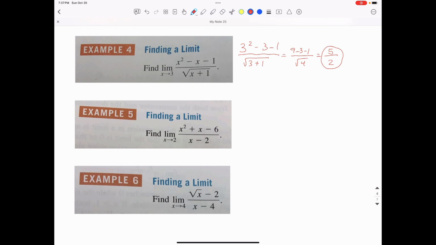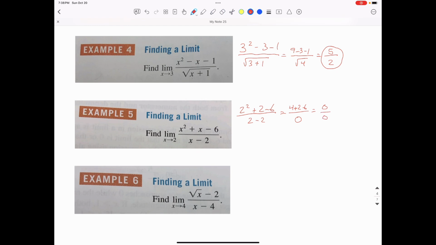Example 5, same thing. Find the limit of the function x squared plus x minus 6 over x minus 2 as x approaches 2. Again, we will try direct substitution first. 2 squared plus 2 minus 6 over 2 minus 2. You can see that when I have 2 minus 2, I'm going to get 0 in the denominator, and I'm actually going to get 0 in the numerator too. I'm going to have 2 squared, which is 4, plus 2 minus 6. That's going to be 0 over 0.